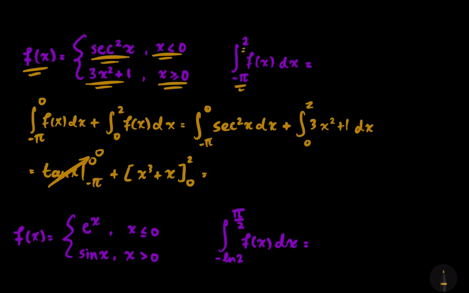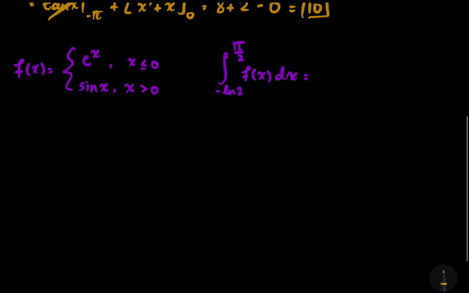For x cubed plus x, evaluating at 2 we get 2 cubed, which is 8, plus 2, and then we subtract its value at 0, which is just 0. So this ultimately becomes 8 plus 2, which is 10, and that is our final answer. It's very simple. We just have to look at the bounds of integration and at how f of x is defined. Then we have another quick example.